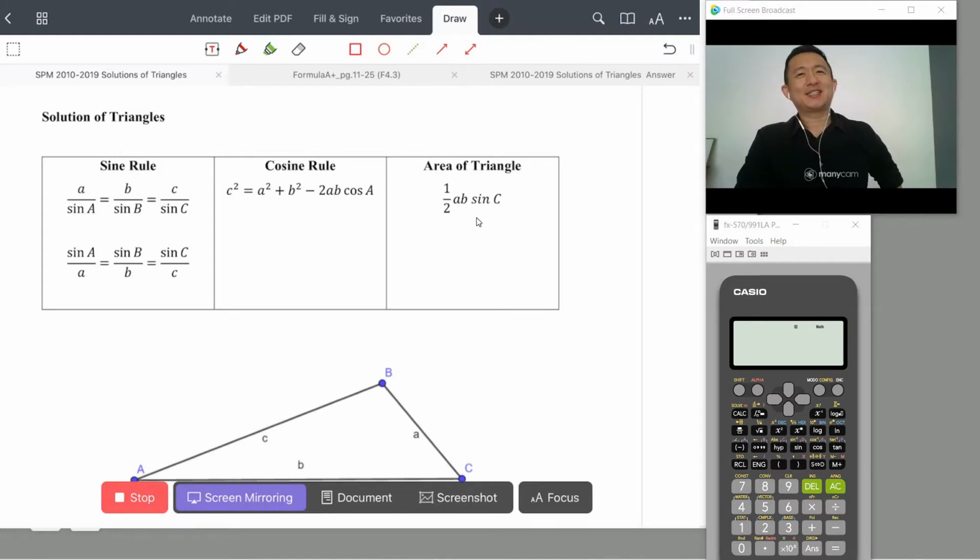So in these lessons, we will have an overview of the actual SPM questions for this topic, solution of triangles, from the year 2010 to 2019. Let's have a look. And before that, a quick recap on this topic will be conducted. There will be a total of 3 formulas to be explained and also 2 concepts to be introduced. Let's have a look.